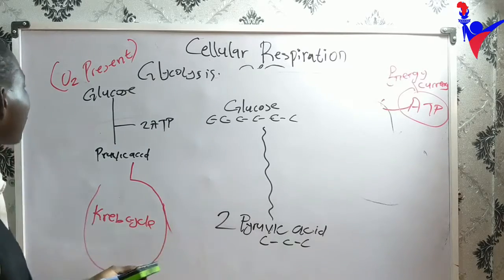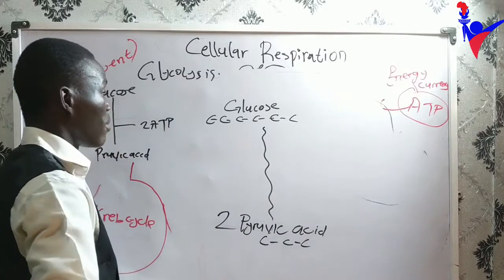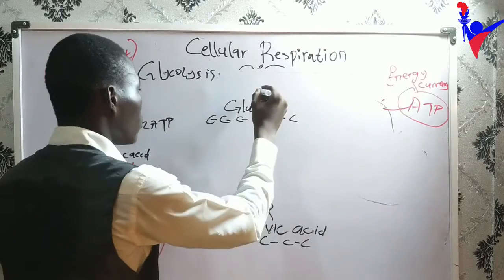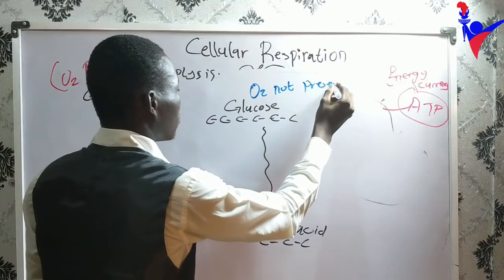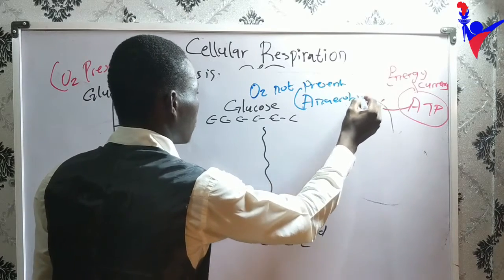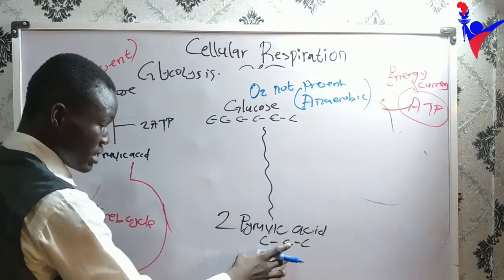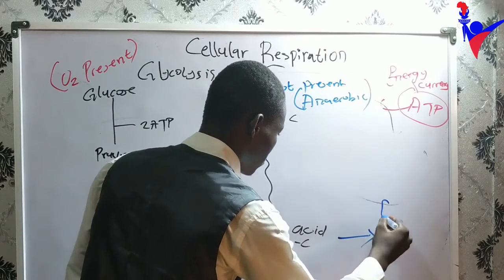But let's say oxygen is not present. When oxygen is not present, what happens? When O2 is not present, and this will be anaerobic, our pyruvic acid will be going to what? Lactate fermentation.